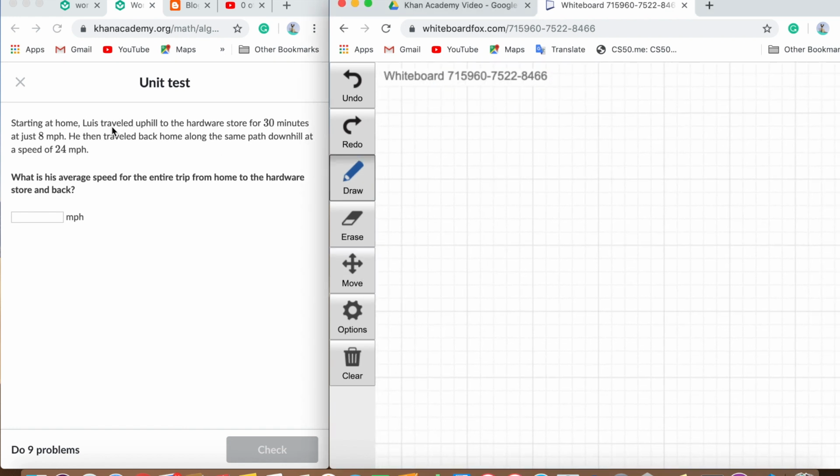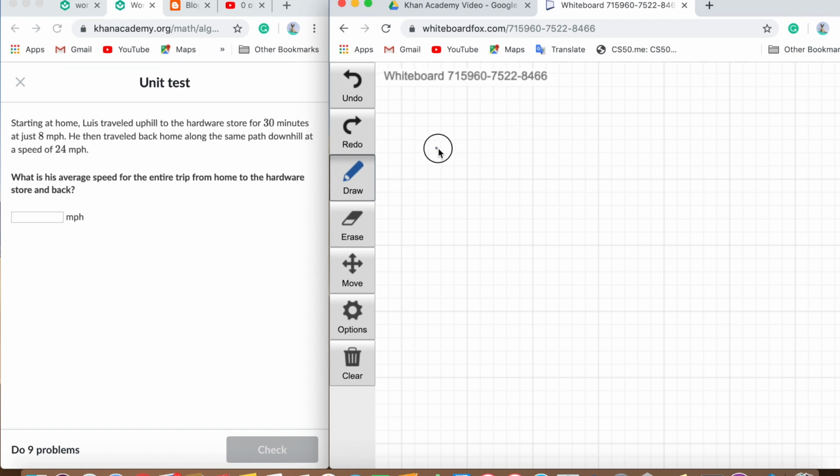So first question: started at home. Louis traveled uphill to the hardware store for 30 minutes at just 8 miles per hour. He then traveled back home along the same path downhill at a speed of 24 miles per hour. So this is the average speed for the entire trip.